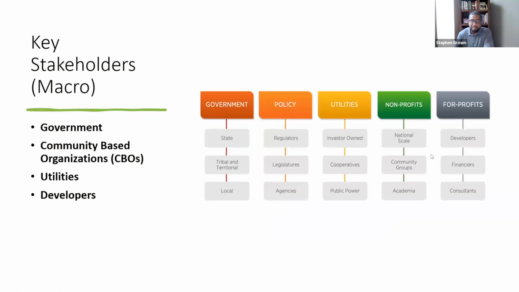But if we look on more of a macro level, let's look more broadly at who some of the key stakeholders are. Obviously, you have the government. There's a core role for our state legislature, and an opportunity for our state legislature to really get behind efforts to expand community solar in the state. That relates to the policy side of things, with regulators, legislatures, and agencies.